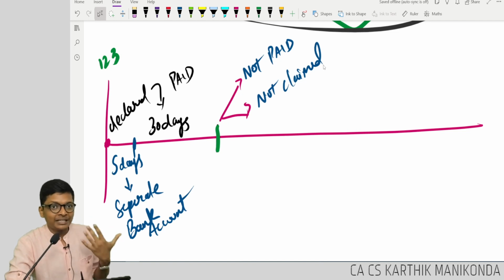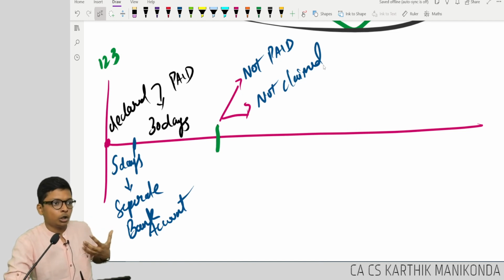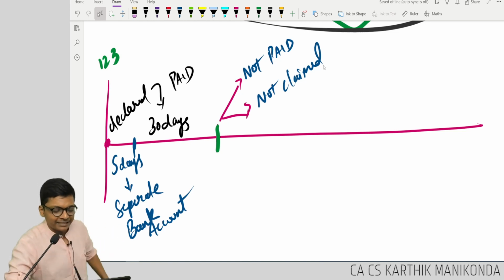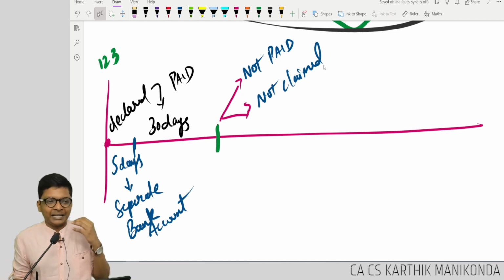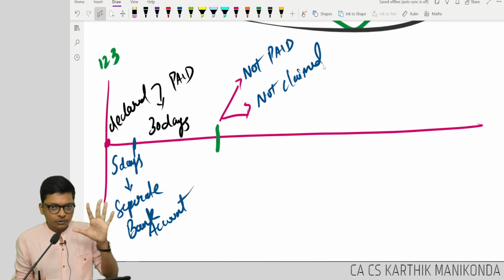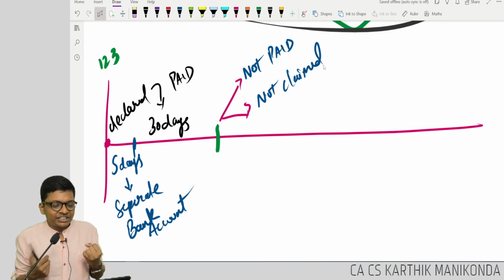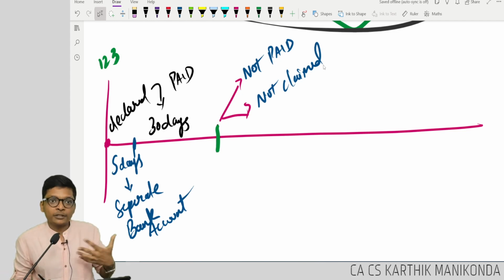I want you to be loud, guys. Law, you have to be loud. It's not like accounts. You have to be extremely loud, guys. So dividend has to be transferred to a separate bank account within. Pay within. After 30 days, check if any dividend is not paid or not claimed. I'm telling you a story. It happens, guys. Then after this, what do you have to do?